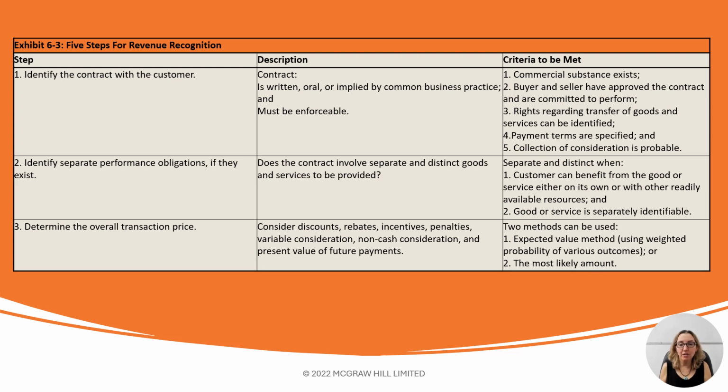Now, how do you do your estimates? Well, there's 2 different methods that can be used. Number 1 is the expected value method, and that's using a weighted probability of various outcomes or the most likely amount. And in the textbook, you'll find a lot more details on how all of these things work. I just wanted to give a summary for you today.